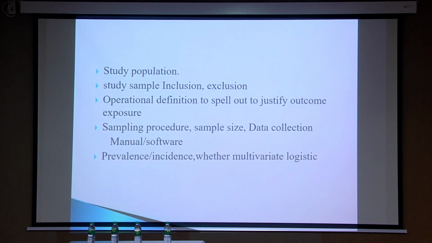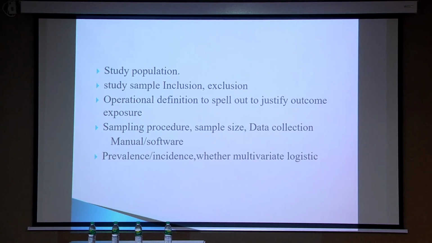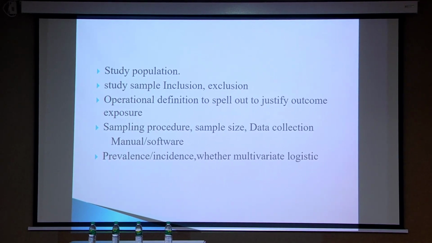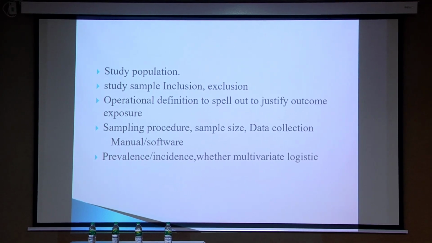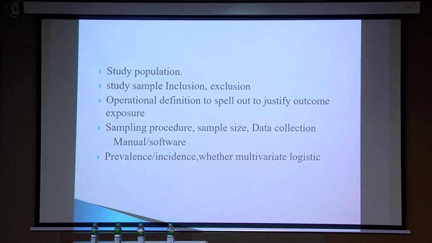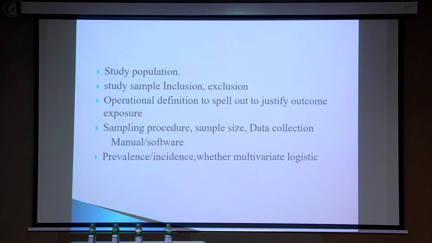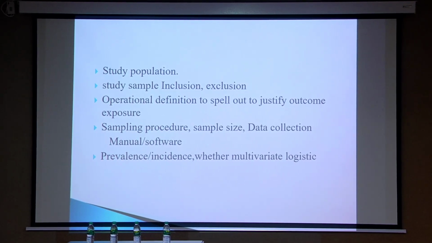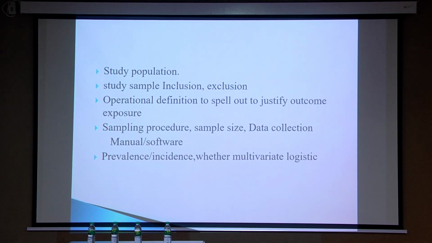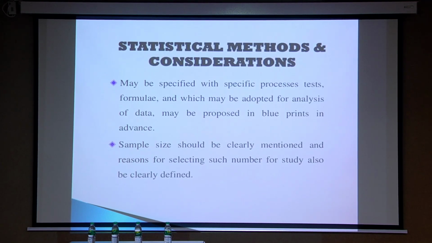When you are collecting data, as Nagalingam has already told, you need not do it manually. There are certain apps available on the Apple phone that you can download, and to avoid bias you can collect the data in software. The software will calculate and analyze your data like a proforma, so you need not do it manually. Many people are adopting this now, for prevalence and incidence, and multivariate logistic analysis. I have already told you the sample size should be clearly mentioned, and the reason for selecting such a number of participants should also be clearly mentioned.